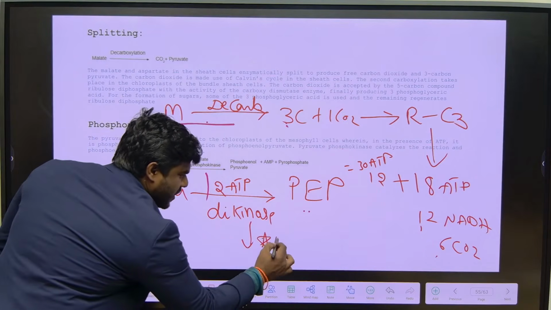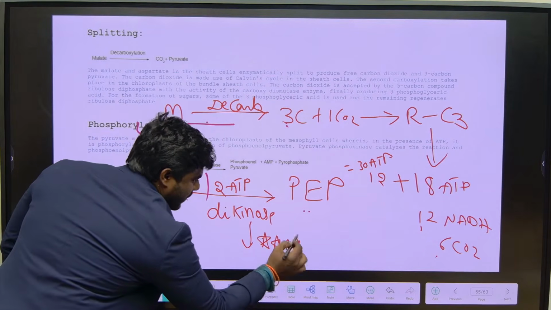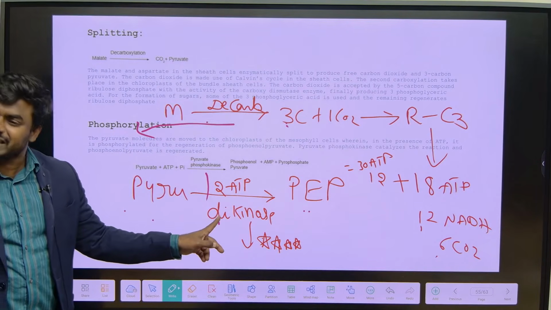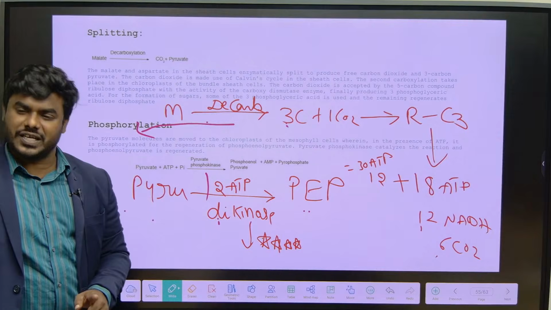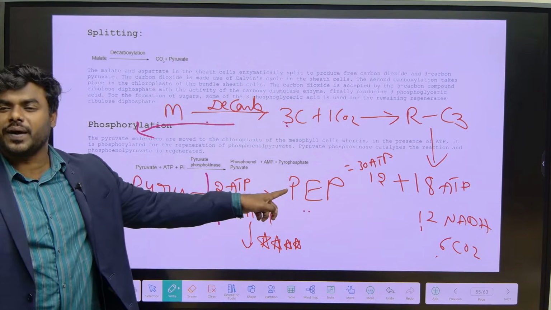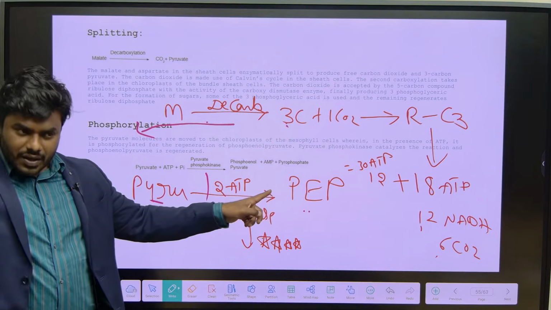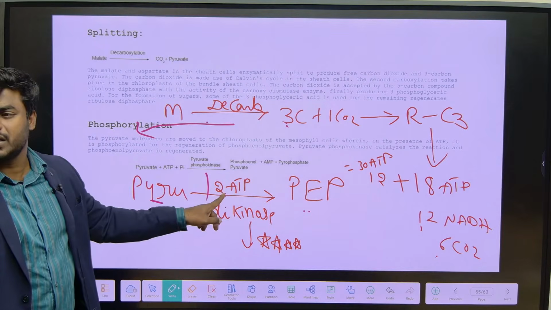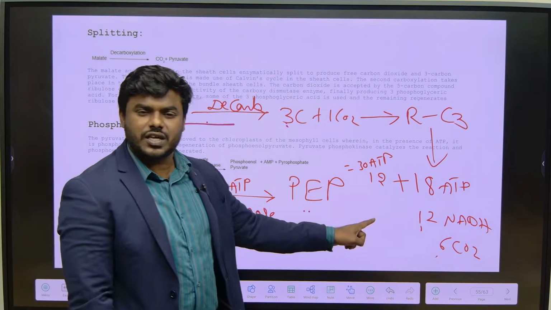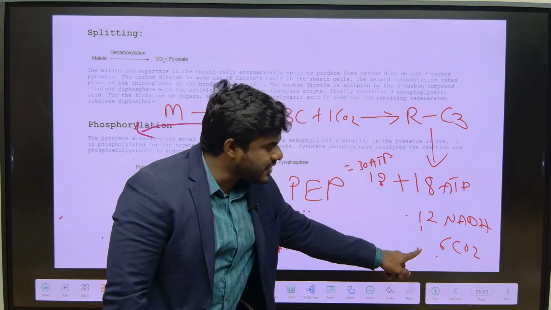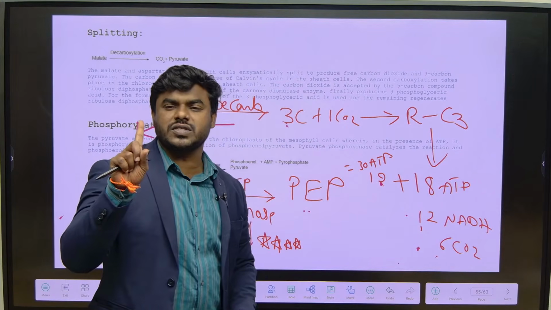Okay. These all won't be present in the books. We have to understand that correctly. What is that? Dikinase. Which means every time it uses 2 phosphates. So how many times is pyruvate converted into phosphoenol pyruvate? 6 times, because the cycle has to turn 6 times. So we definitely use 12 ATP. Then in case of C4 cycle we require 30 ATP, 12 NADPH and 6 carbon dioxide in order to produce 1 glucose molecule.